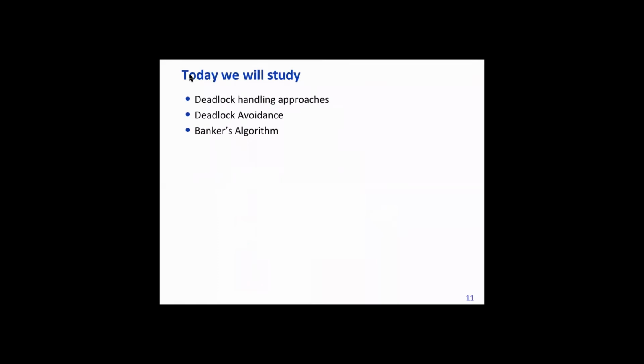So today we'll study these three approaches in very short: what are the different approaches of handling deadlock? One of them is deadlock avoidance. How can we avoid deadlock? Then we'll look at one very simple algorithm called Banker's algorithm. We'll try to finish early today.